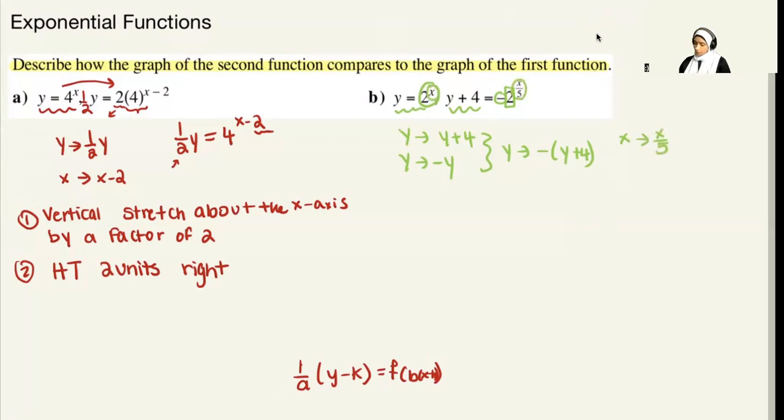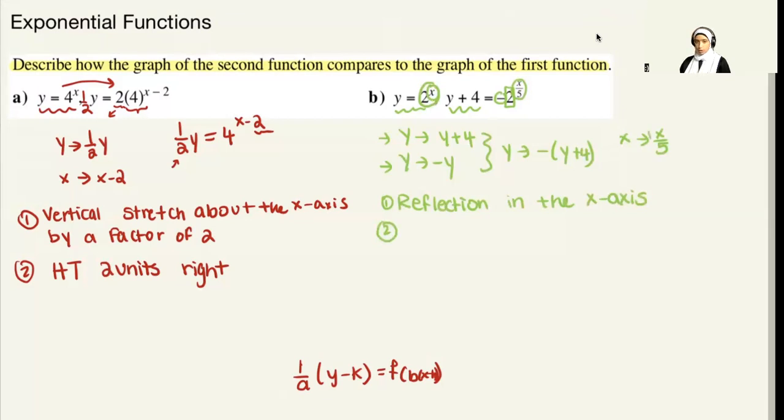All right, so let's have a look at what these transformations are. We like to talk about reflections and stretches first, so we'll talk about this reflection. We have a reflection in the x-axis, since we're multiplying all the y values by negative. And then over here, we can see that x is replaced by 1 over 5 x.